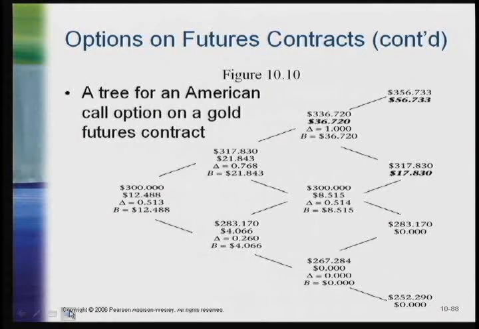So, modeling a futures contract on gold, say, in this example, we have a K of 300. You can see we have an initial price of gold of $300. We're going to have a sigma of 10%, a risk-free rate of 5%. It's a 1-year option, and we're going to split the period into thirds. So h is a third.